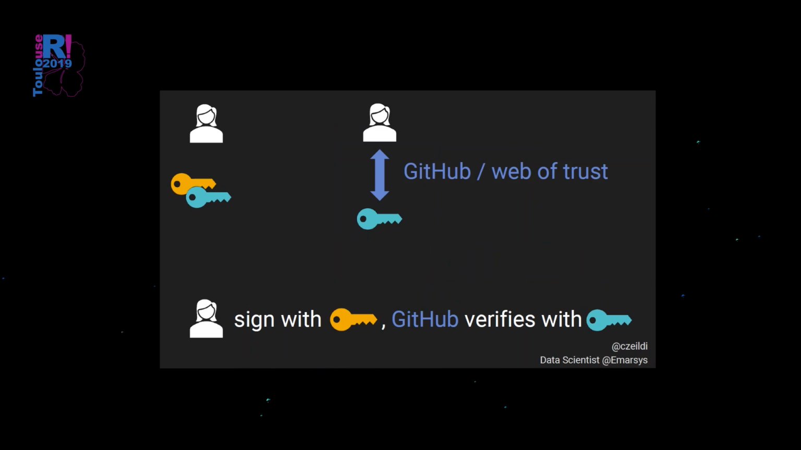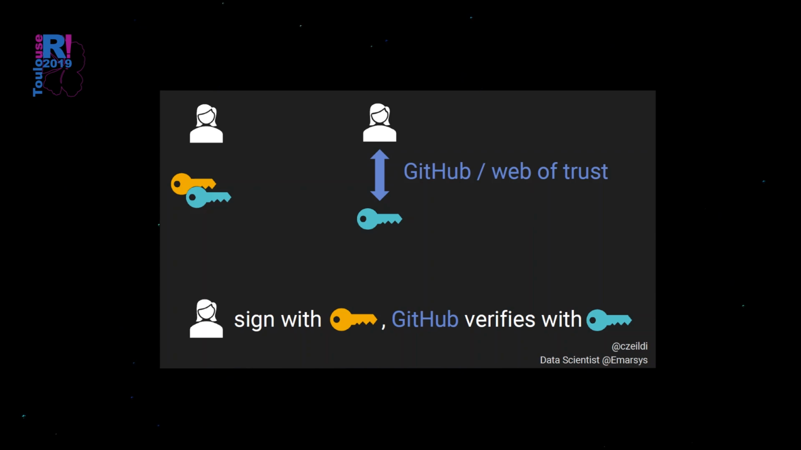So how does this work behind the scenes? First, you have to generate a private and public key pair on your computer. The public key you will share with everyone. And for example, GitHub can verify on a different channel that the public key is connected to your virtual identity.